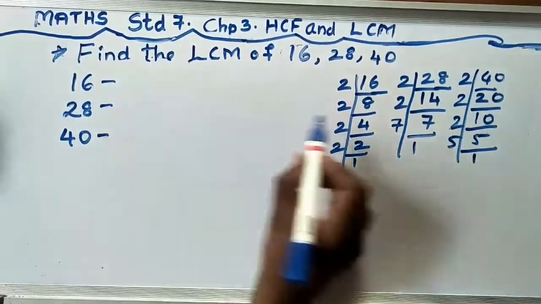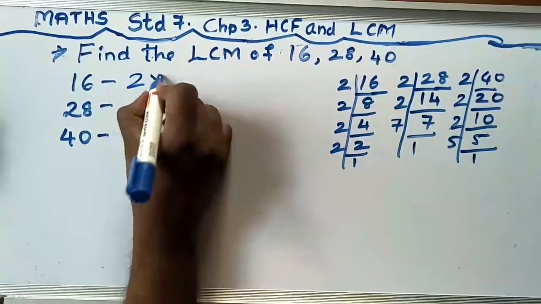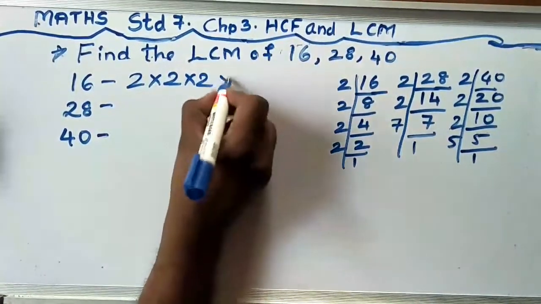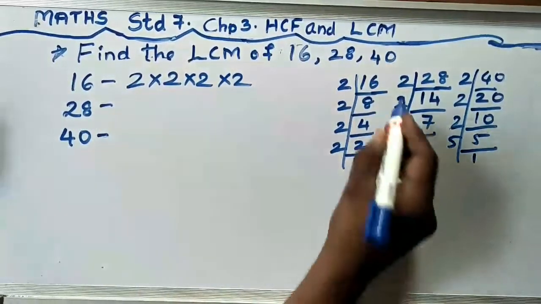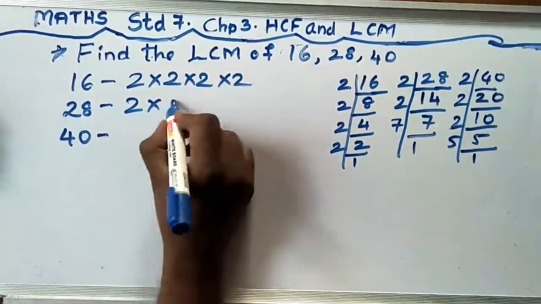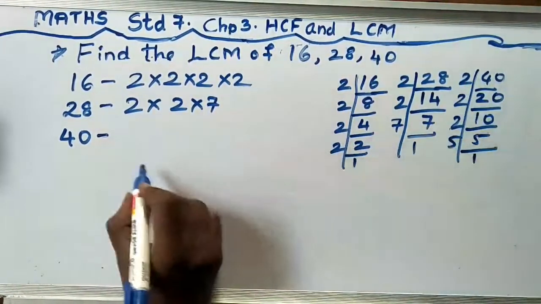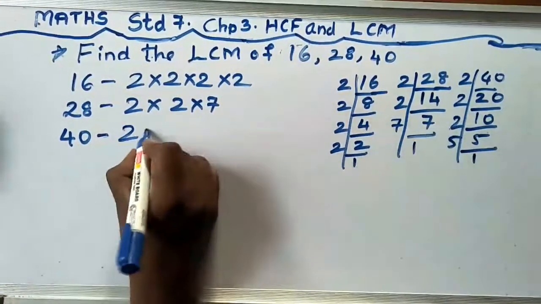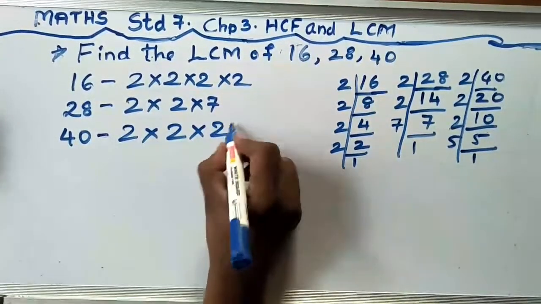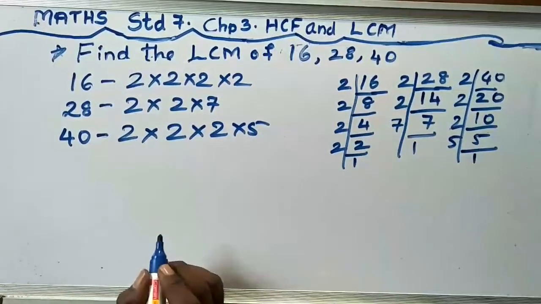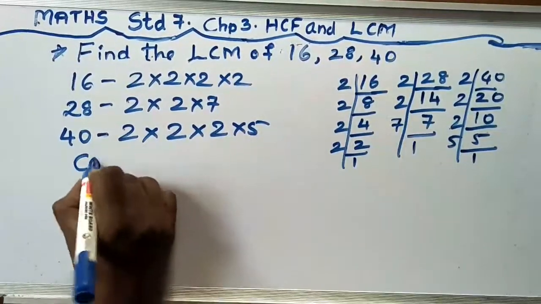Now, what is the prime factor for 16? 2 into 2 into 2 into 2. For 28, 2 into 2 into 7. Then what for 40? 2 into 2 into 2 into 5. Now, let us find the common factor.